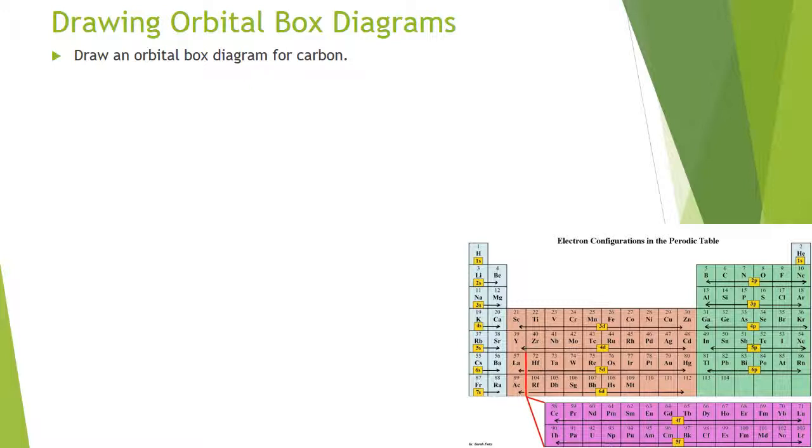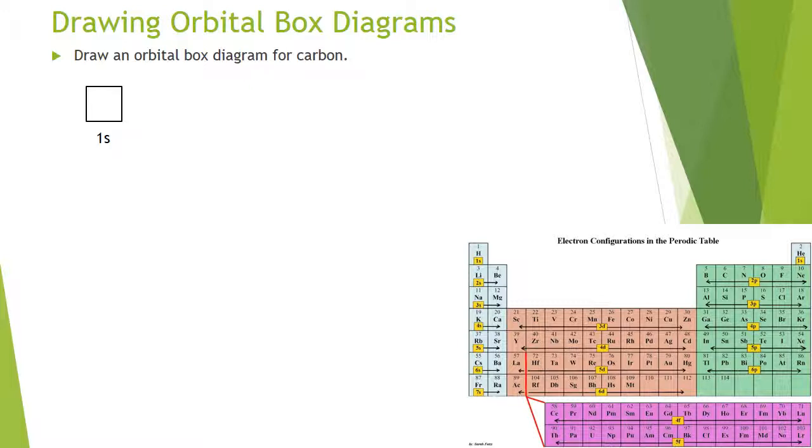But as far as drawing the orbital box diagram, we really just think about it the same way, except we try to visually depict each electron. So we do that by drawing a box to represent an orbital. So the first sublevel to fill is the 1s sublevel. So I label it 1s and I draw a single box to represent the one orbital that makes up the 1s sublevel. And because the electron configuration is 1s2, we know there are two electrons in that 1s orbital.